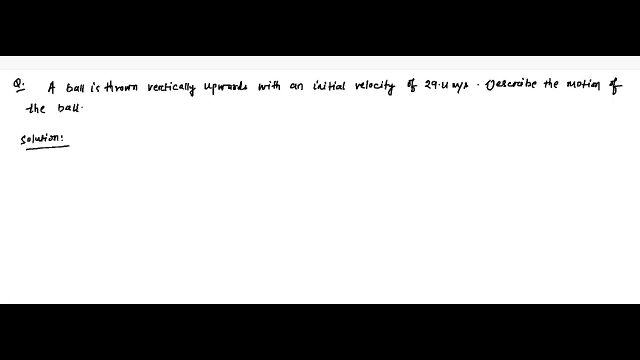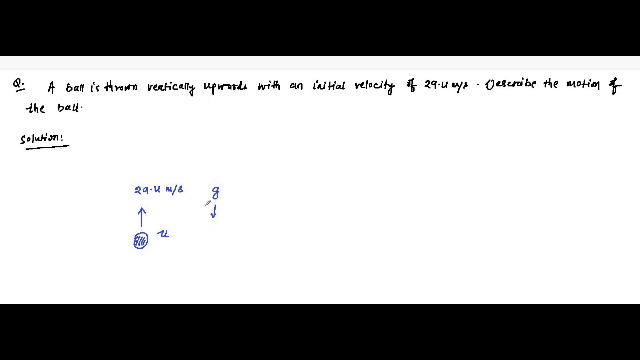So here we have a ball which is thrown vertically upwards with an initial velocity of 29.4 meters per second. Okay, so here, when the ball is thrown against gravity, we know that gravity is acting downwards, so it will be opposing the motion. The velocity and acceleration are in the opposite direction.